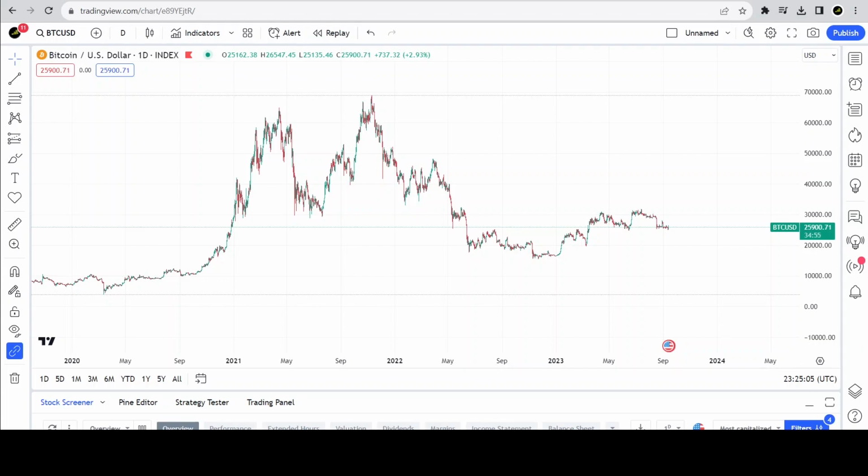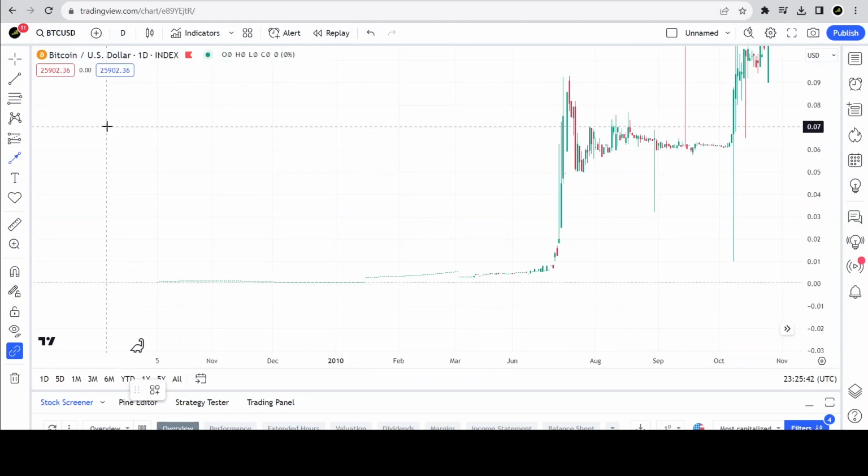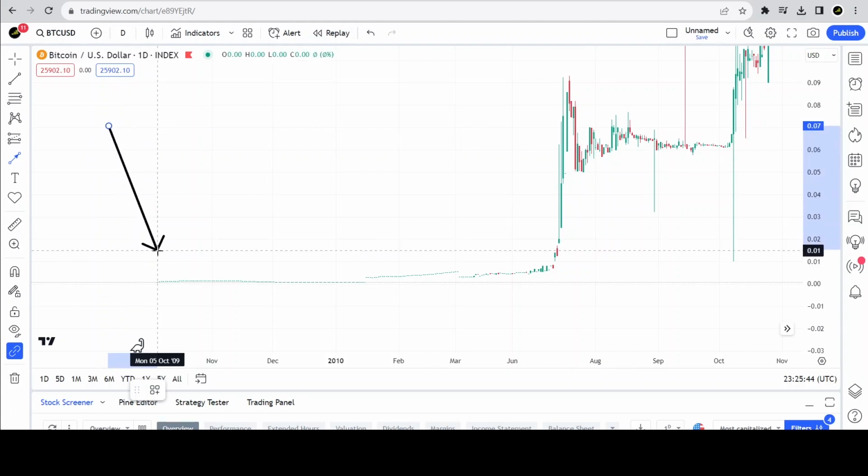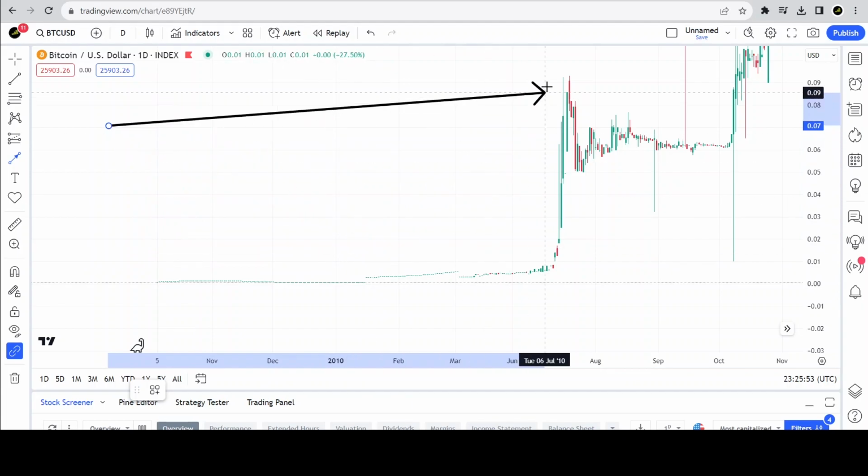Well, I have the Bitcoin chart open. In this video, I want to talk about a historical structure or pattern that is extremely important and relevant, I believe, to today's chart. So that structure is the very beginning structure on the Bitcoin chart. So if we were to go back to the very beginning of the Bitcoin chart, that is back in October 2009, you would see something like this.